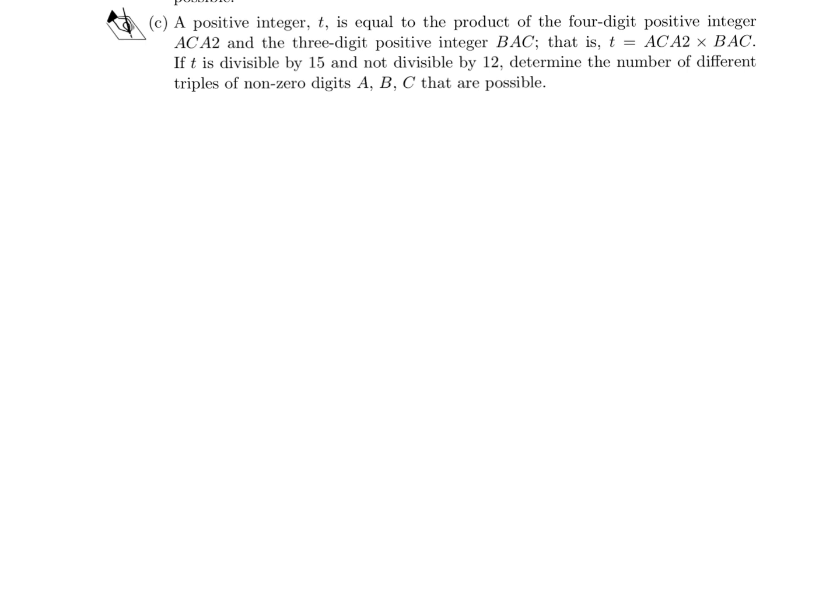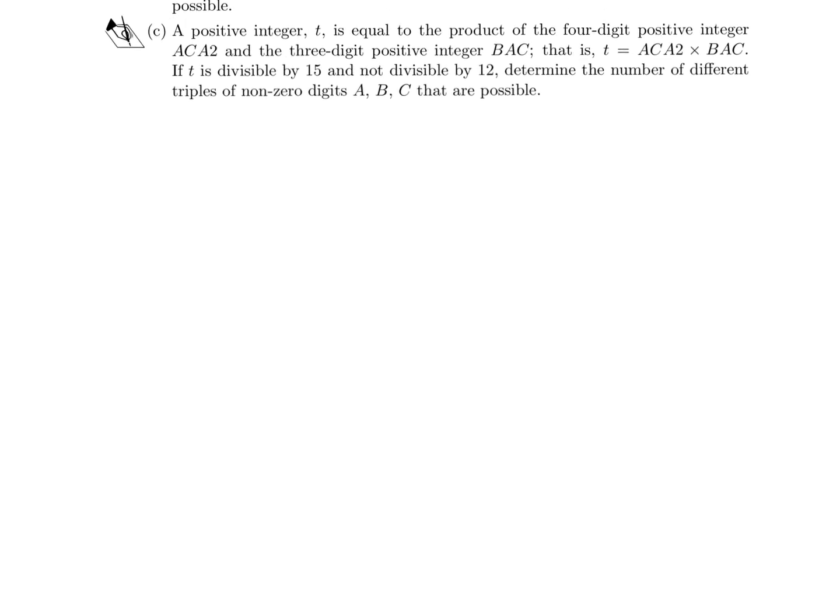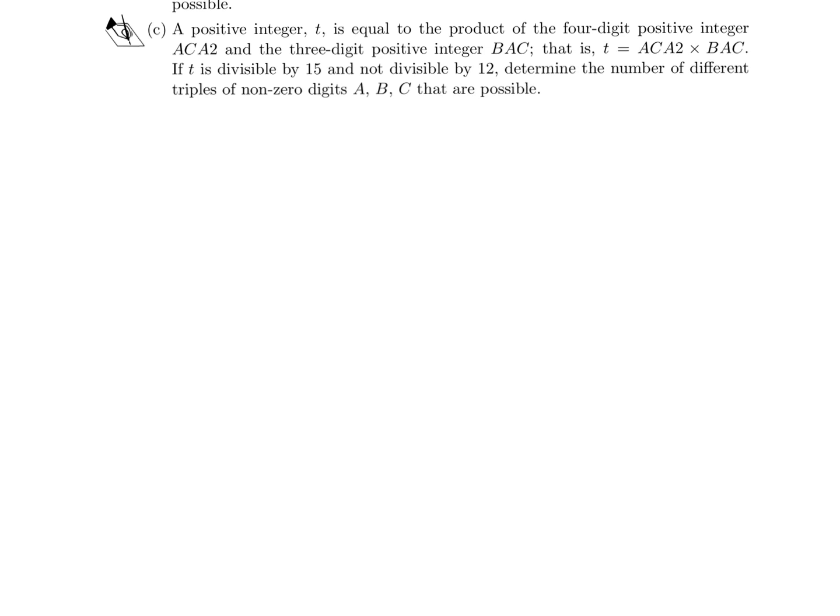Part C: a positive integer T is equal to the product of the 4-digit positive integer ACA2 and this 3-digit positive integer BAC. T is divisible by 15, not divisible by 12. Determine the number of different triples ABC that are possible. Okay, so T is this product. We've got ACA2, multiplied by this BAC. And it's divisible by 15. So if it's divisible by 15, it's divisible by 3 and 5.